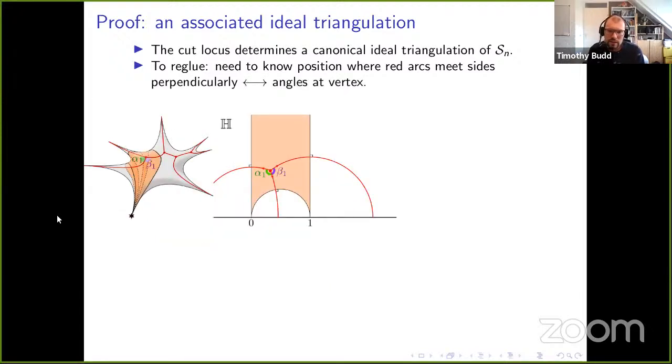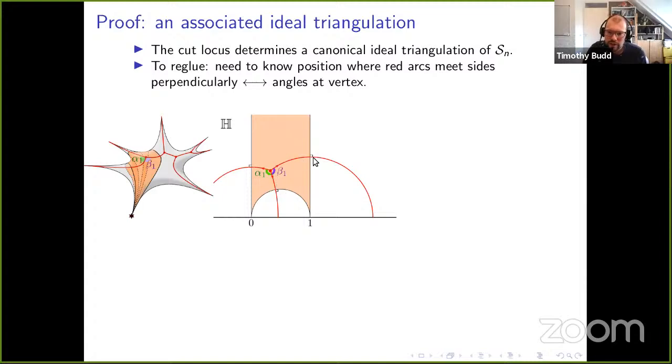And now the claim is that specifying where these red edges meet the sides of the triangle is equivalent to specifying the angles at the vertices of this tree. So here I've drawn one of the ideal triangles in the upper half plane. I can always draw it in such a way that two of its vertices are at 0 and 1, and the third vertex is up at infinity. And then for every position of the red vertex, one can always find geodesics that meet the boundary perpendicularly.